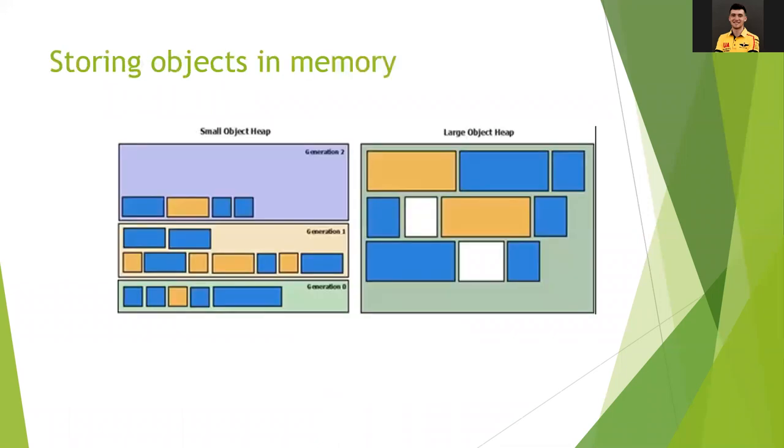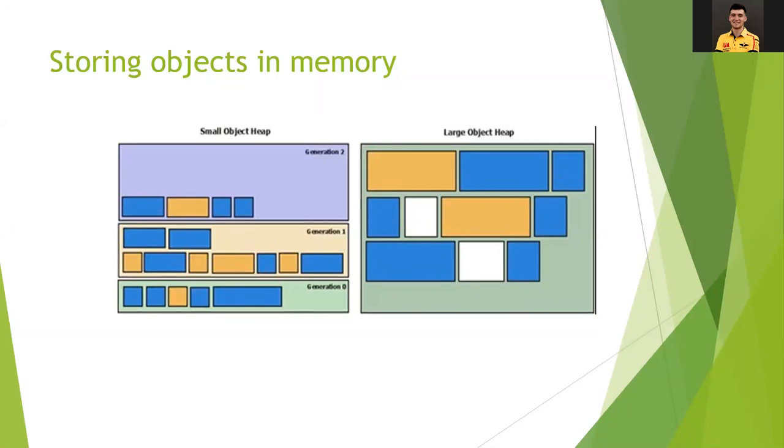So how does the CLR store objects in memory? We have a small object heap and a large object heap. Everything that is less than 85 kilobytes goes to the small heap. For example, we create some objects, and at the first phase they are stored in generation zero. Once all the space that generation zero has is full, we perform garbage collection.